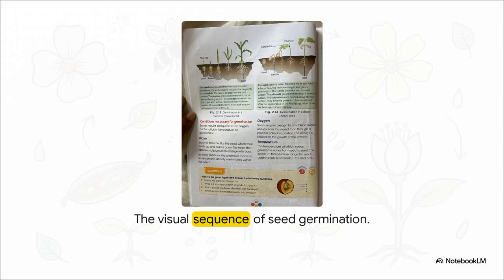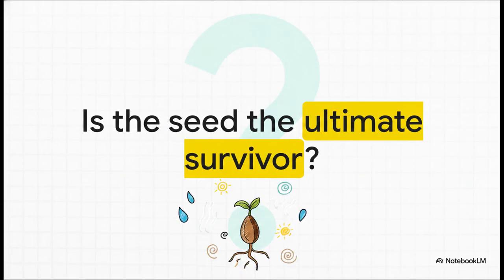So once water is absorbed, the seed swells right up and the coat cracks. The radicle is always the very first part to emerge. It shoots straight downward into the soil to establish the root system and firmly anchor the plant. Right after that, the plumule stretches upwards, breaking through the surface of the soil to bear the plant's very first leaves. So as we wrap up today's explainer, I really want to leave you with this thought.